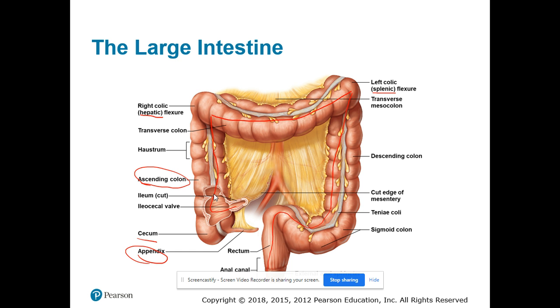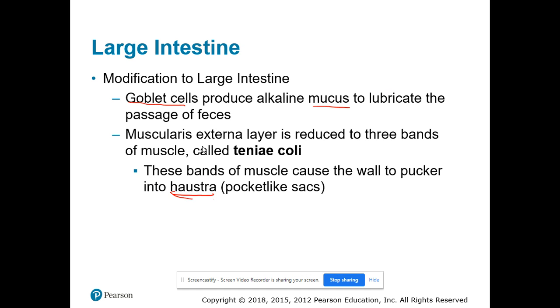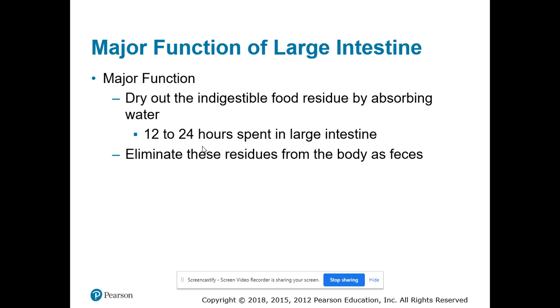So if I was going to look at it, you can see these pocket-like sacs. Here's one haustrum. Here's another pocket, one haustrum. Here's one haustrum. And that is a defining feature that helps you tell the large intestine apart when you see it inside the body.